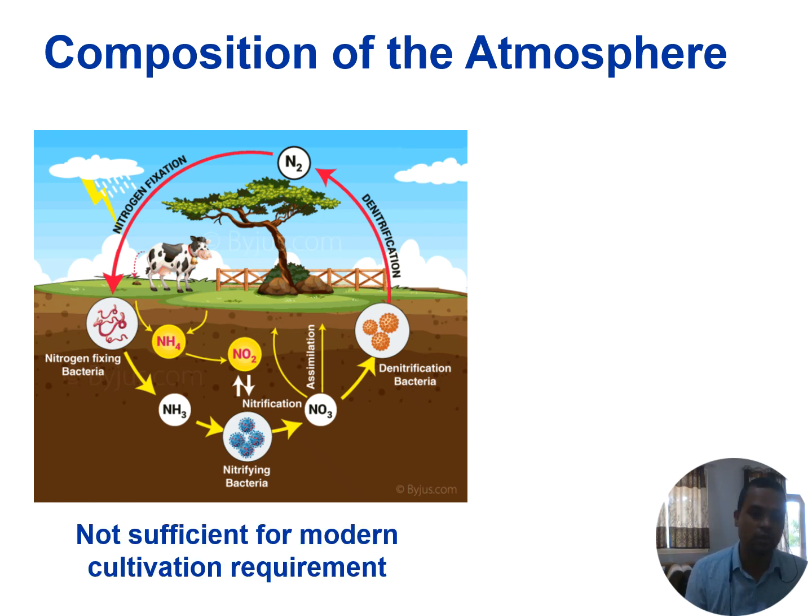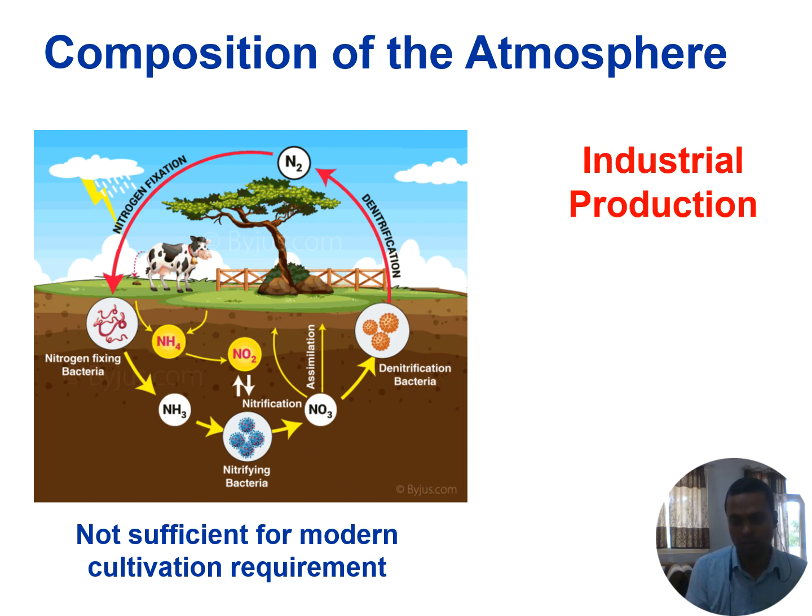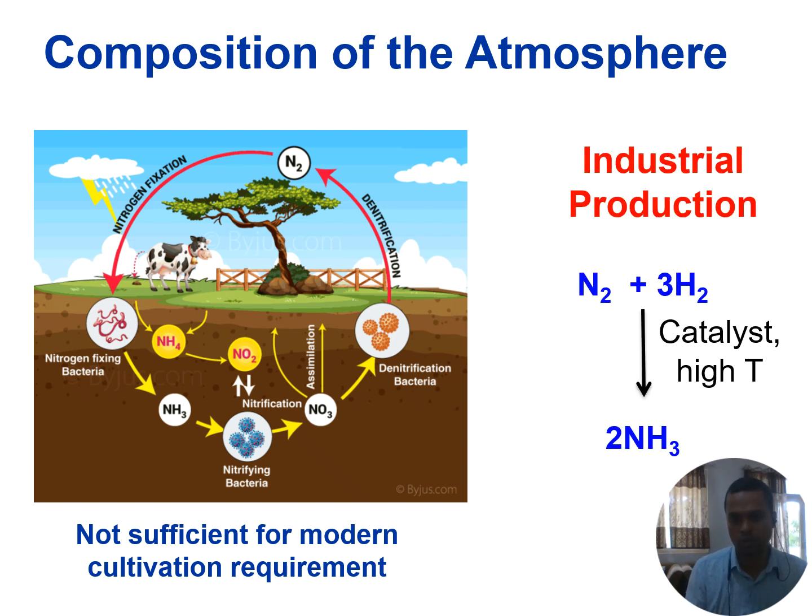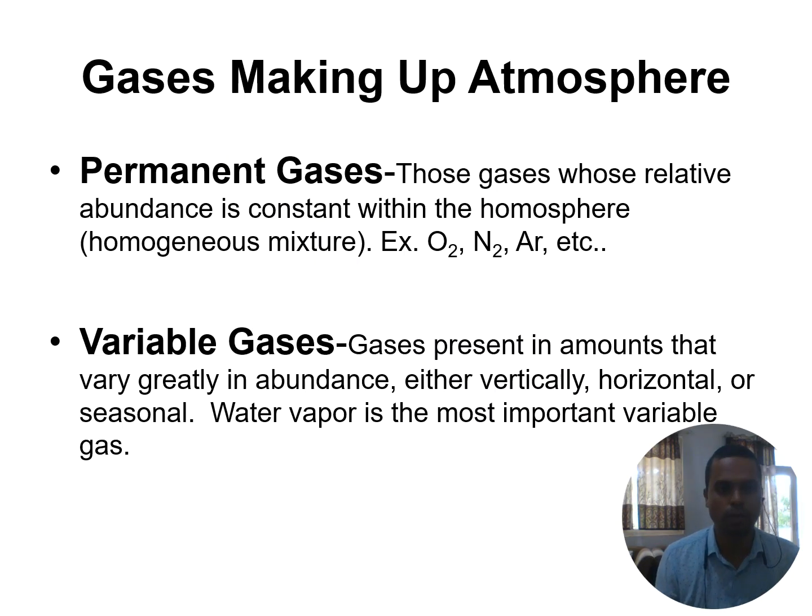But this is not sufficient if you think about the modern-day consumption of nitrogen-containing compounds, particularly fertilizer. So for that we need industrial production, and thanks to the Haber-Bosch process, we first produced ammonia by reacting nitrogen and hydrogen in the presence of a catalyst and high temperature. There have been more advancements, and new catalysts and new chemical syntheses have been developed. So nowadays it is not that difficult to produce nitrogen compounds.